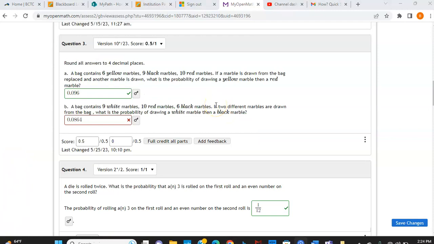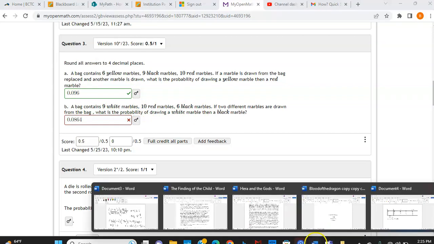Okay, so let's look at the second of these. A bag contains 9 white marbles, 10 red marbles, and 6 black marbles. If 2 different marbles are drawn from the bag, what is the probability of drawing a white marble, then a black marble? Okay, so let's look at the white marble here. There are 9 white marbles out of 25 marbles. So that will be 9 out of 25.